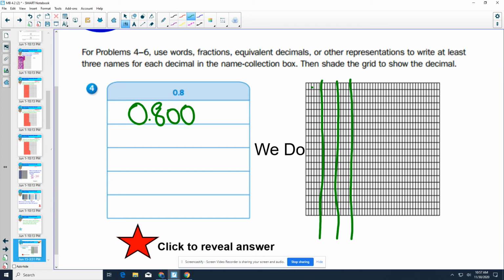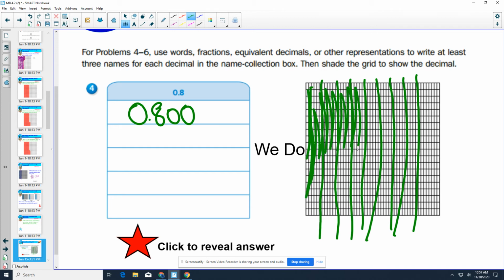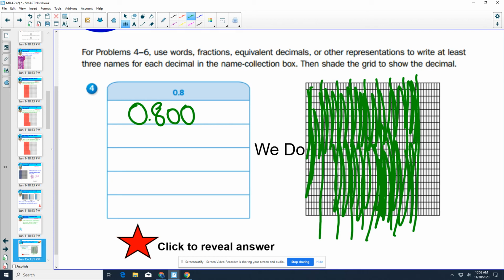So there's 1, 2, 3, 4, 5, 6, 7, should be 8. Okay, and then we would shade in each of these to get 800 thousandths because we know that each row represents 100 thousandths. Okay, so color all that in. Again, yours should be a lot neater than mine. You should be able to see it clear and fill it in. So I will trace around so you can see where it should be. And all that should be shaded in solid.